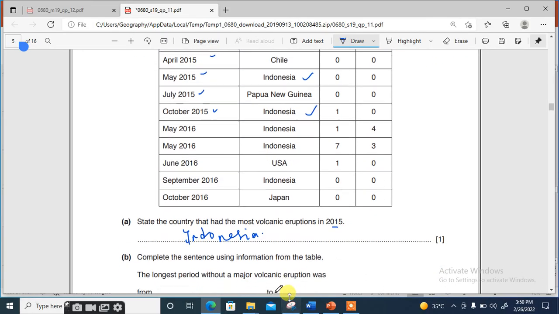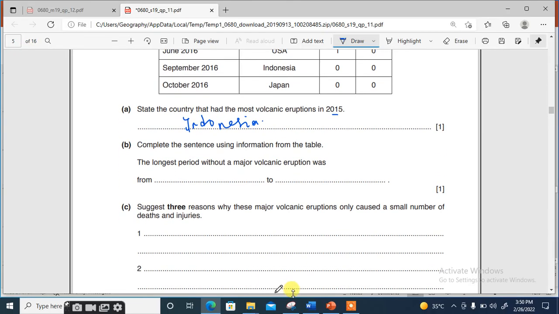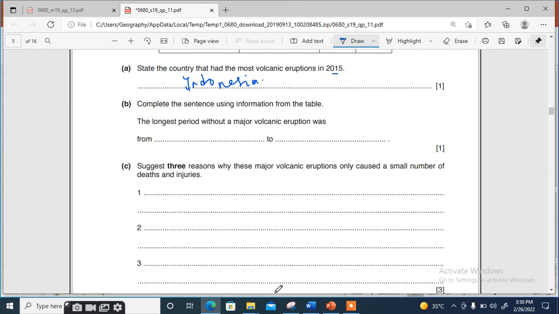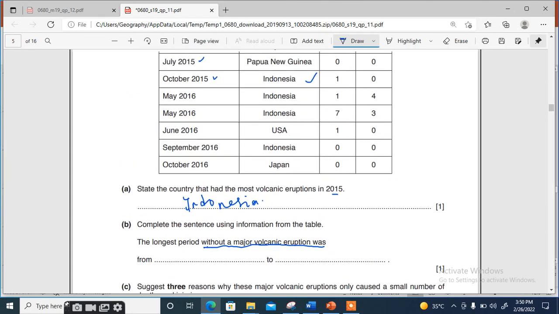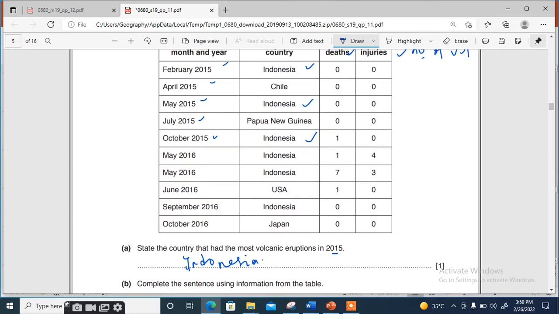Now, the next question is: complete the sentence using information from the table. The longest period without a volcanic eruption was from when to when. So coming back to this table, let's look for the longest period without volcanic eruption. Starting from February to April, how many months interval? February, March, April, that's 3 months. From April to May, how many months interval?